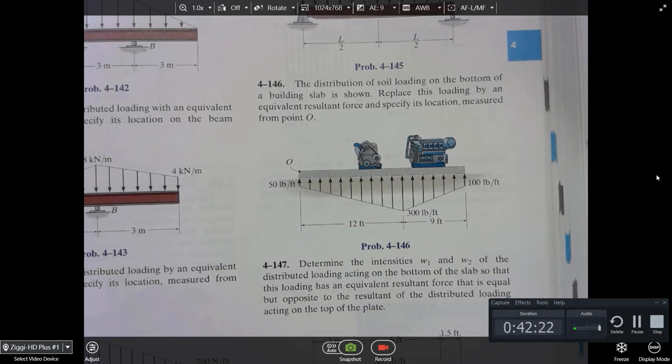So the distribution of soil loading on the bottom of a building slab is shown. Replace this loading by an equivalent resultant force and specify its location measured from point O. Okay? Are we going to do any calculus this time? No. We're not doing any calculus this time. You break it into two triangles.